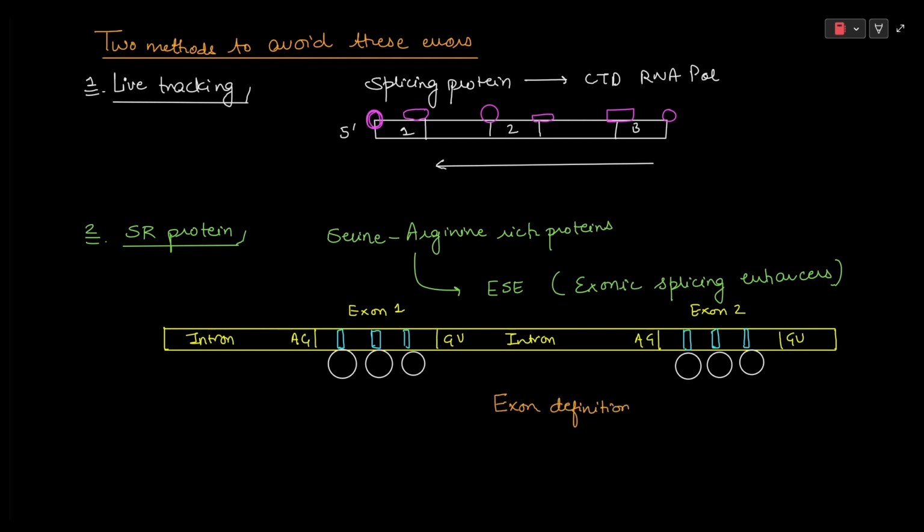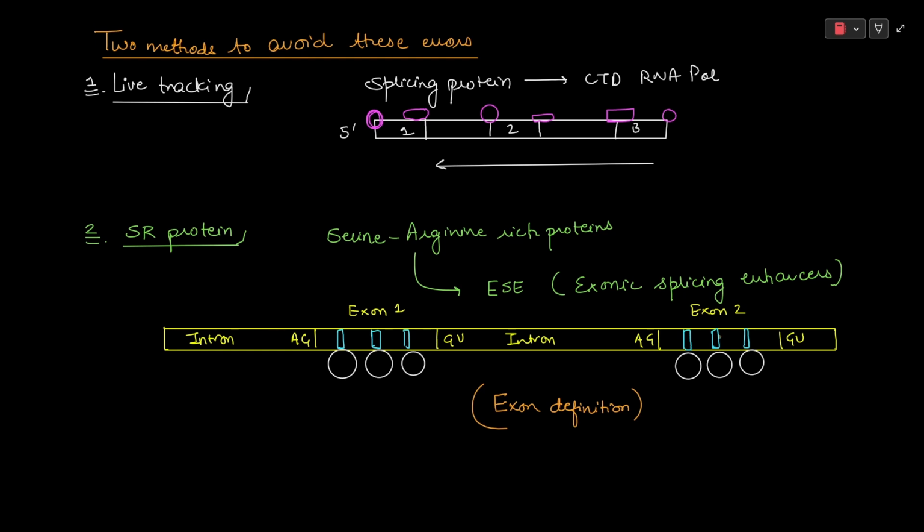So this can be used by the splicing machinery using the SR proteins, and it helps in getting an idea where the exons are and where the introns are, so that the splicing machinery doesn't skip any exon, and it doesn't recognize any pseudo splice site.